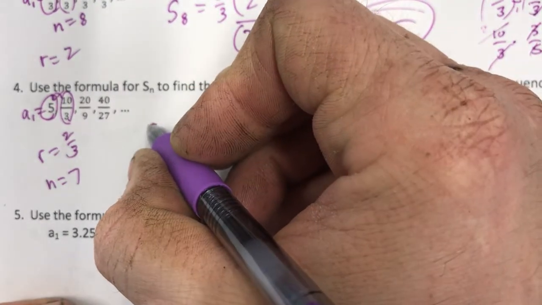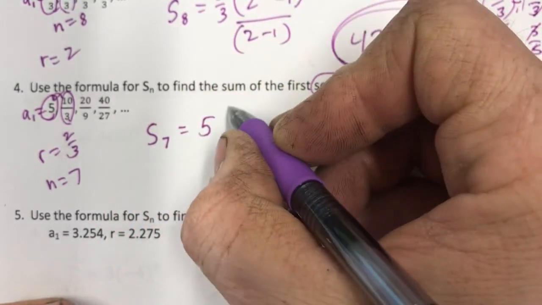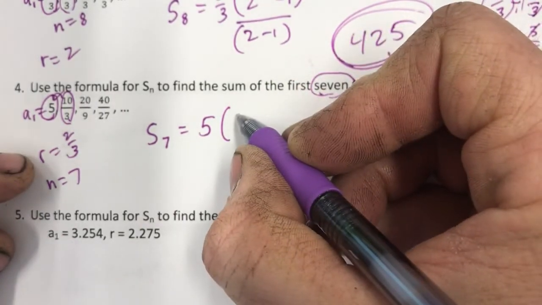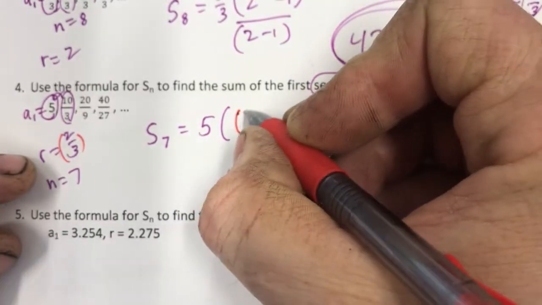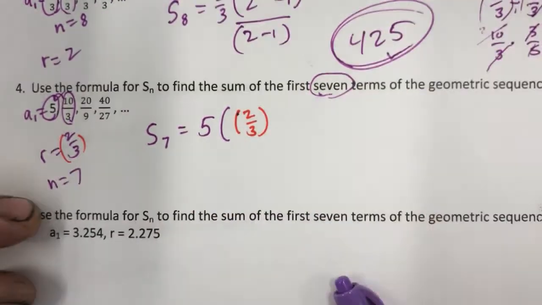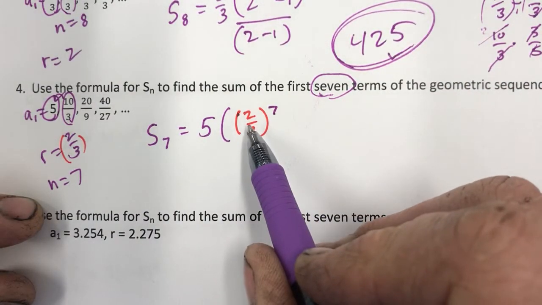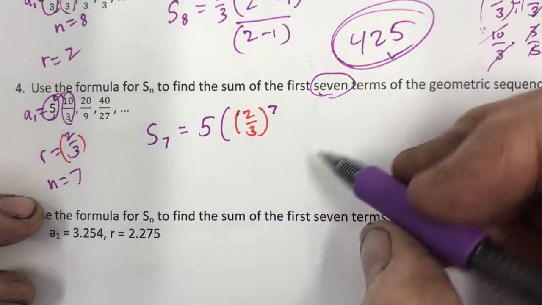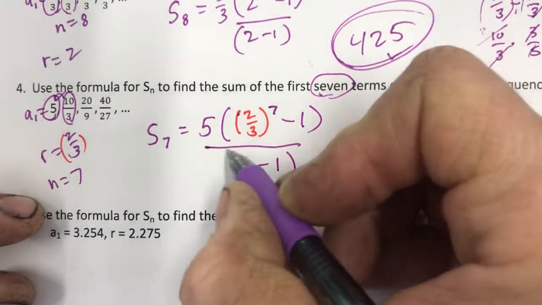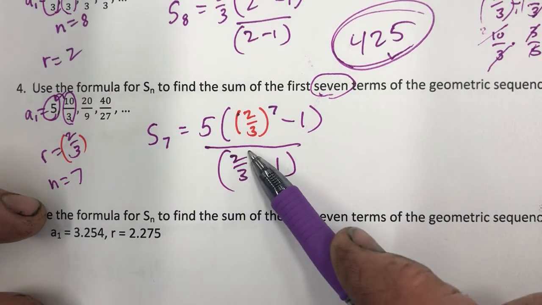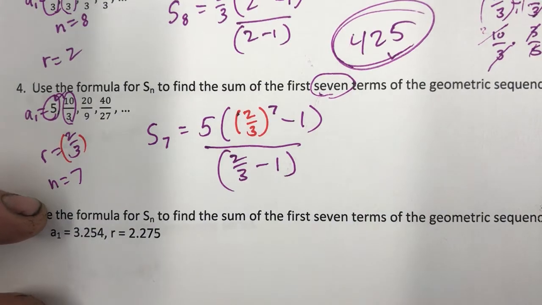So the sum of these 7 terms is going to be 5 times, and since this is 2/3 here, this is going to have to be in parentheses to do this 7 power. Anytime you have something that's like a fraction or a negative, this is going to have to be in parentheses. And then 2/3 minus 1. You don't have to do it down here because it's not to a power. It's when it's to a power like this, you have to put it in parentheses. So we just type this in.